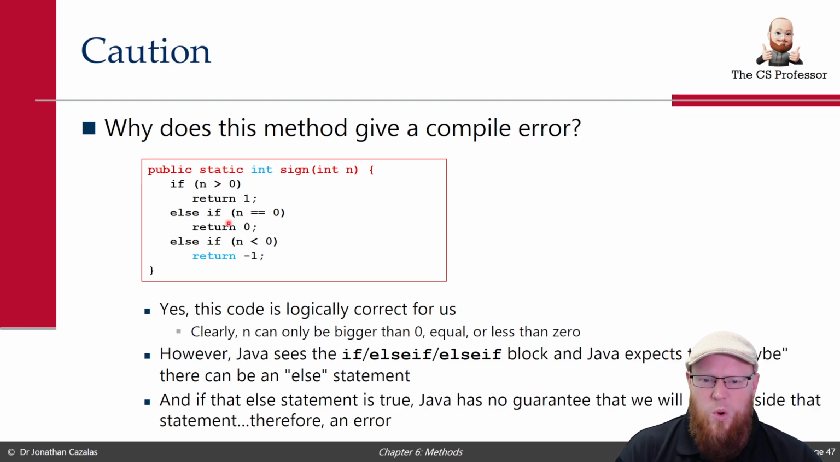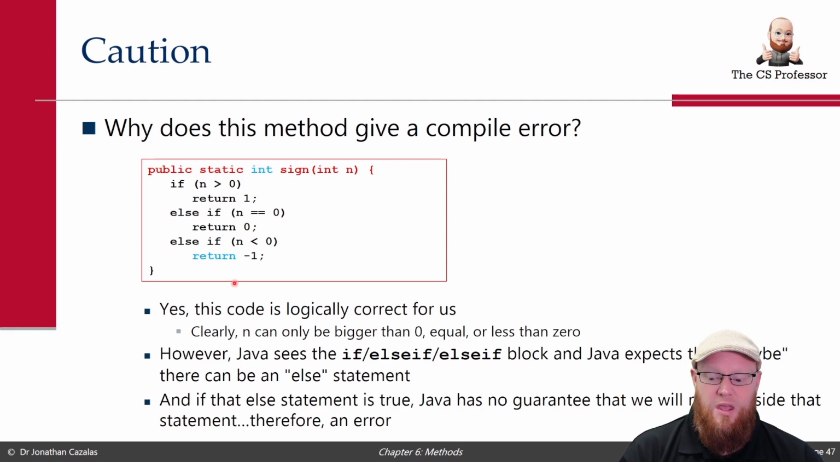And if this possibility exists, Java will give a compile error. Now you might be thinking, what do you mean? What possibility? N is either positive or 0 or negative. Have you lost your mind? There's no other possibility. And that's right. There is no other possibility. It's perfect logically. But Java doesn't have that logic.